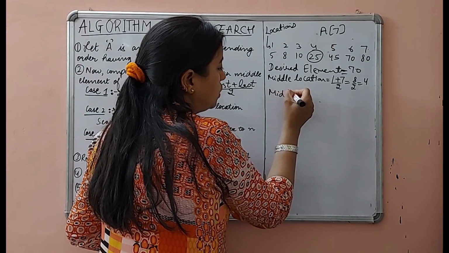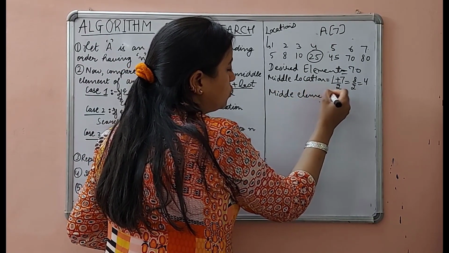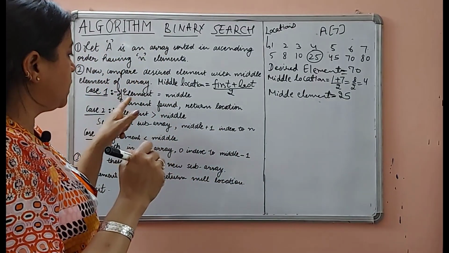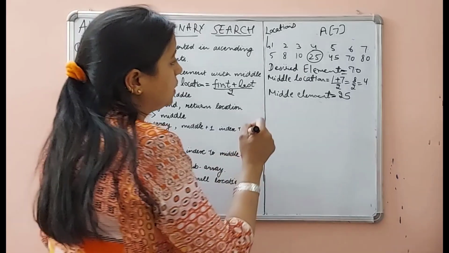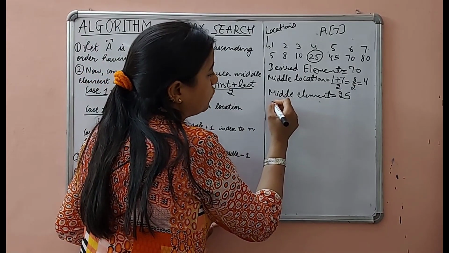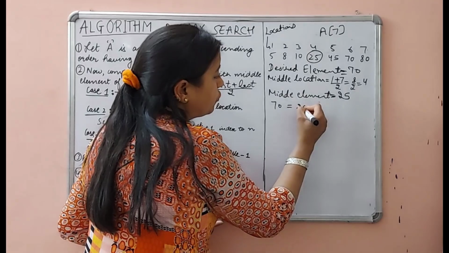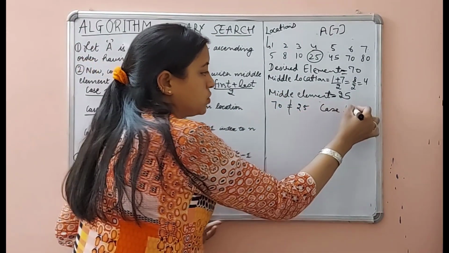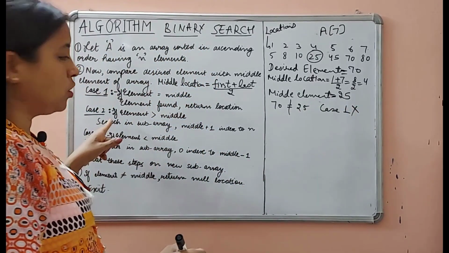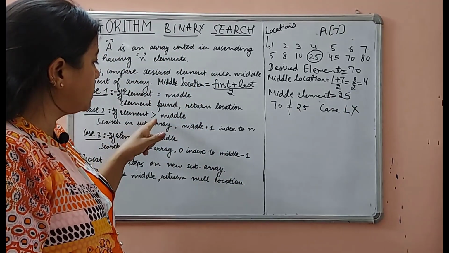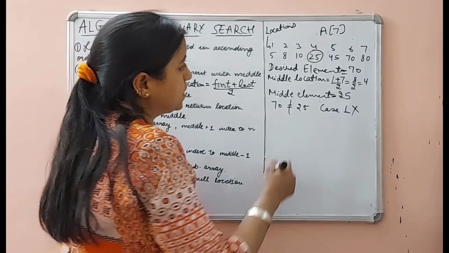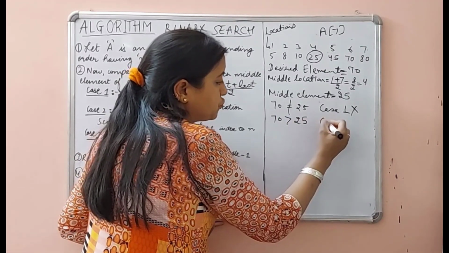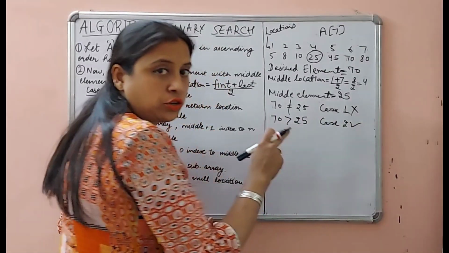So the middle element is equal to 25. Now next, case 1, if the desired element is equal to the middle element, means if 70 is equal to 25, case 1. No, 70 is not equal to 25, so this is false. Now case 2, if the desired element is greater than the middle element, yes, it is true, means case 2 is true.